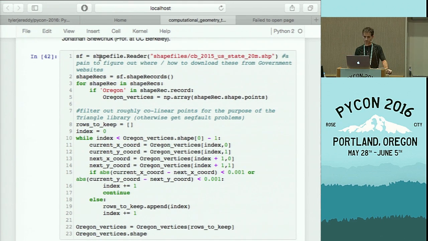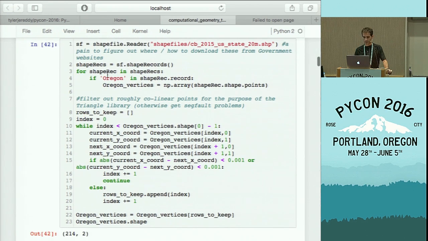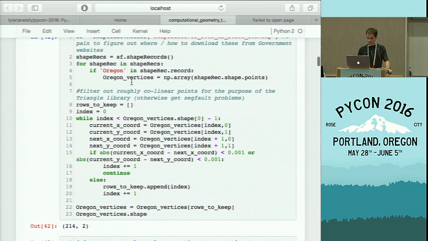So there's this PyShape library, which is imported as shapefile. So there's a shapefile reader, and we're reading in the shapefile data for the United States in 2015. I basically iterate through the shape records in that object, look for the Oregon string, and then pull out the vertices and convert them to a NumPy array.